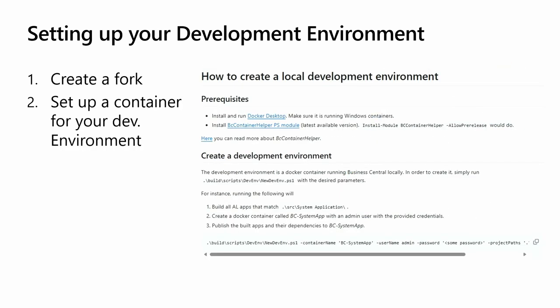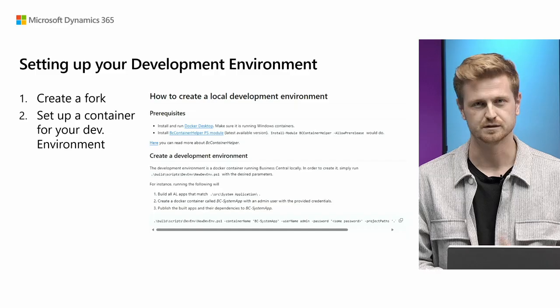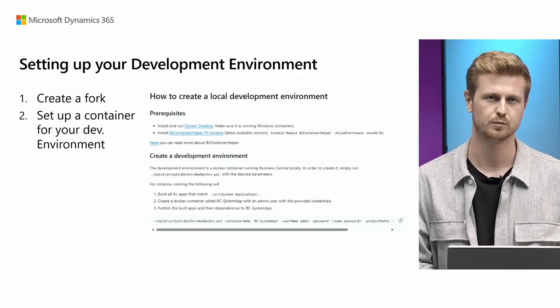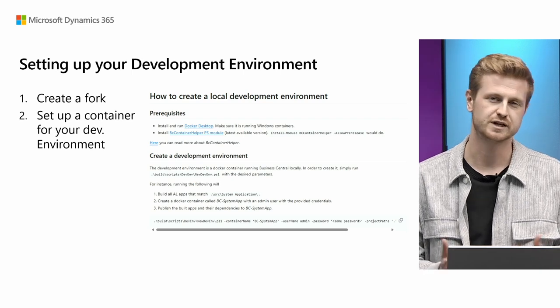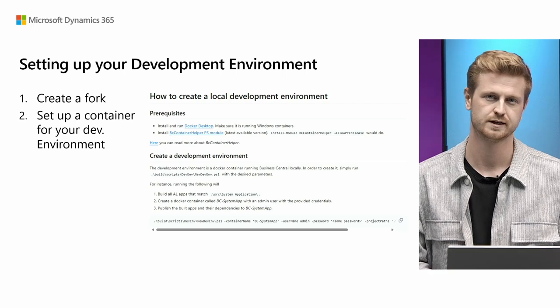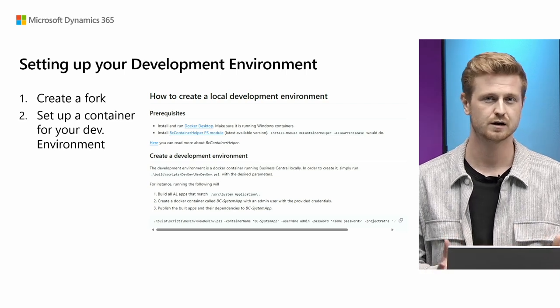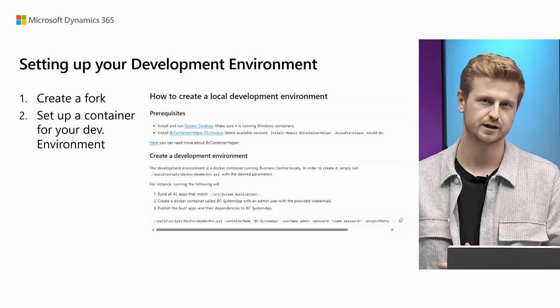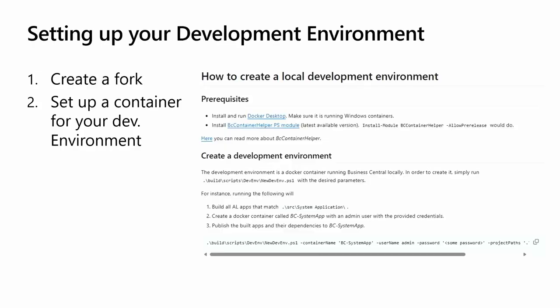The second step is to then set up your dev environment. This is a bit up to you how you set it up, but we've documented how to do this with BC Container Helper and Docker. We essentially have a script that you can run, type in the right parameters, and you're off. You have a local Docker environment where you can publish your apps to, and you can test. You can test it manually. You can write test cases, run those tests. However you develop, you can do that in these containers.